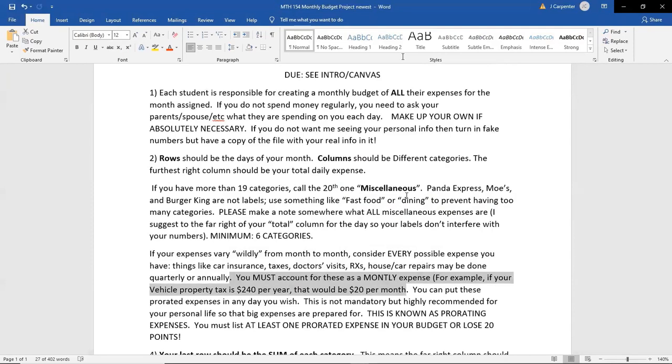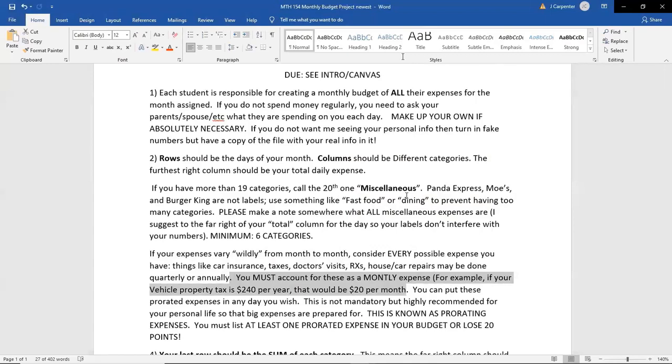If you outright own your own home, you're not making a mortgage payment, which I know is not a lot of people out there, but your taxes come quarterly or every other month or semi-annually, depending on the city. Your insurance bill comes annually. So these are other expenses that you might want to prorate.